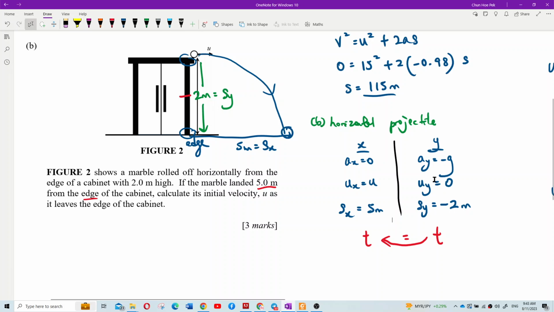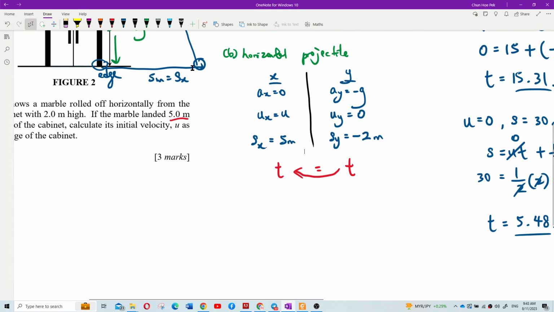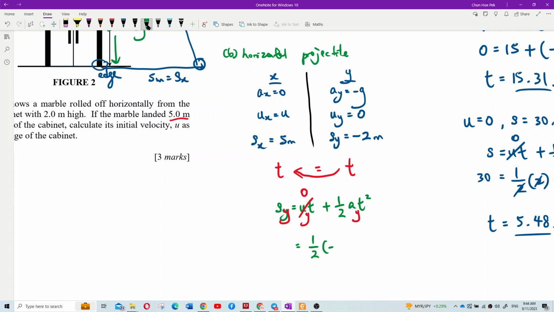So you find the time first from the y component. Okay. So start with y component. Sy equal to ut plus half a t squared. And these all are y component. Okay. This one is 0, because uy is 0. Horizontal projectile. No y component of velocity. Okay. And then half ay is negative g.